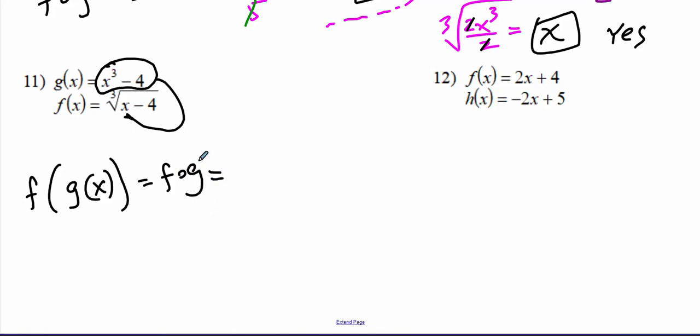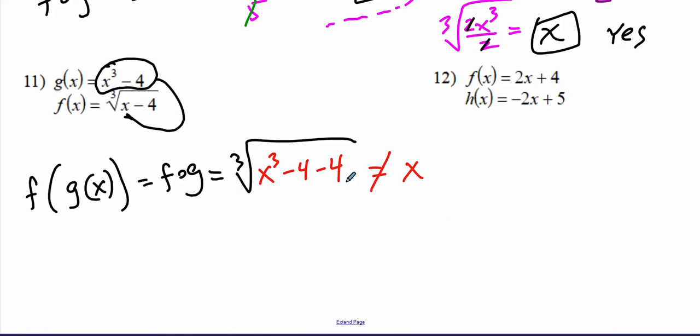Okay, well, let's see. I take this, so I have a cube root, right? X gets replaced by x cubed minus 4. Well, there's a minus 4 there. Oh no, look, it's not going to cancel. If that had been a positive 4, they would cancel, but here they don't cancel. And no, I do not get back to letter x. Therefore, this is a no. They are not inverses of each other.